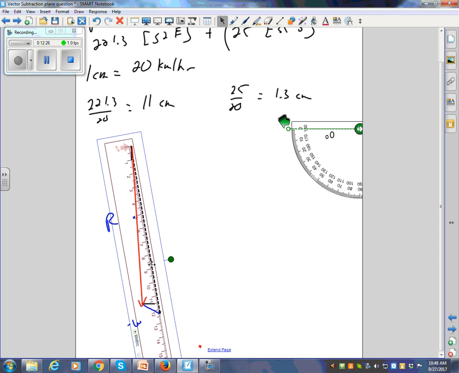Like 11, no, 12.2-ish. Takes a little while to do this. Okay, 12.2 centimeters. Now how do I convert that into kilometers per hour? Times by 20, exactly. That's going to be 24.4, right? Or 244 kilometers per hour.